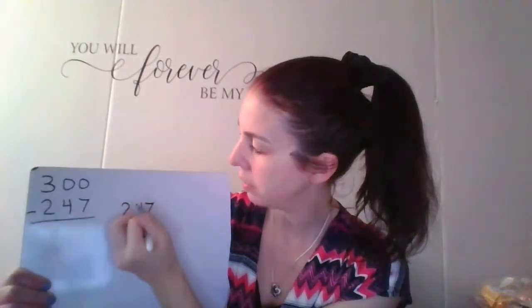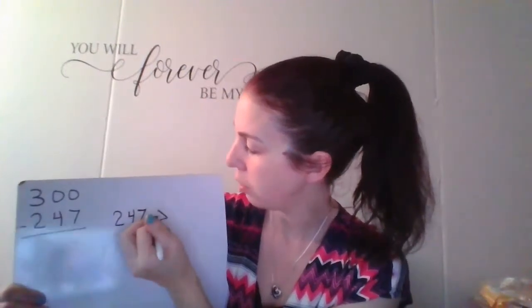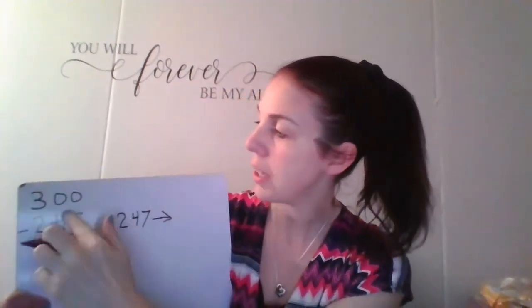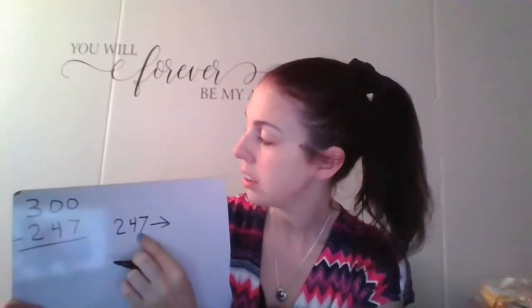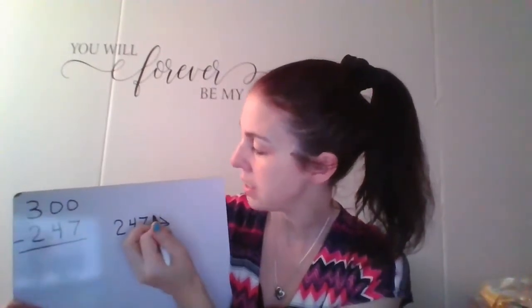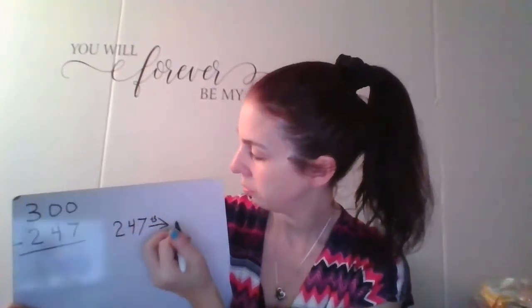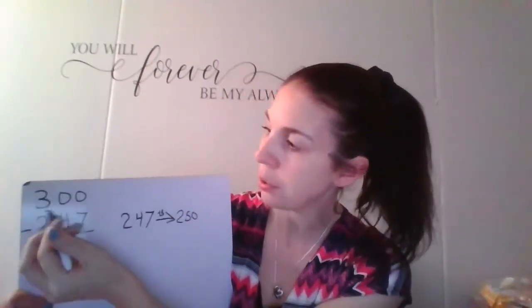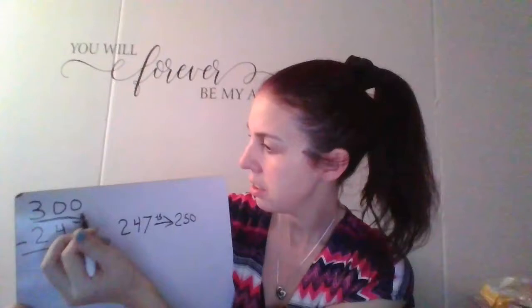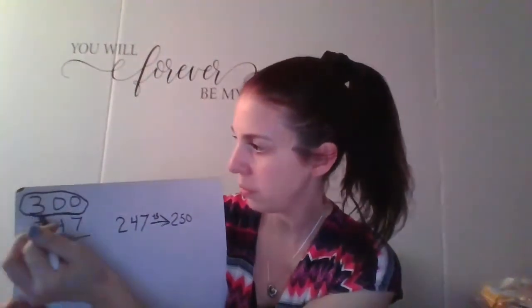So for example, 300 minus 247, we're going to do our arrow. We're going to count up until we get to 300. Well, I know 7 plus 3 will get me to 50, so I'm going to say plus 3, and now I'm at 250. I need to get to 300, okay? So this is the number we're getting to.